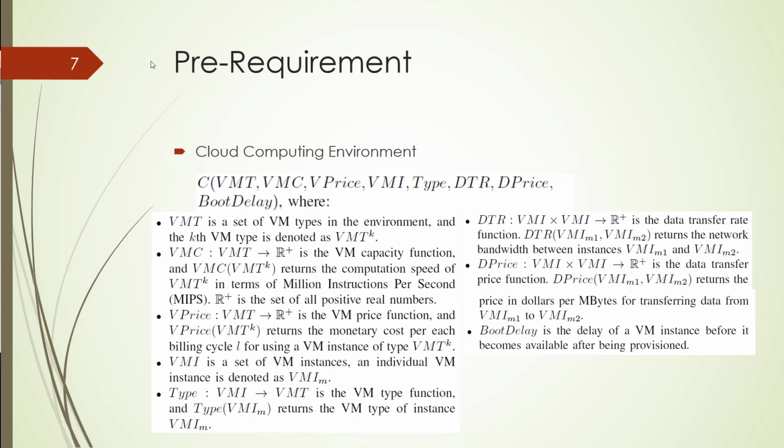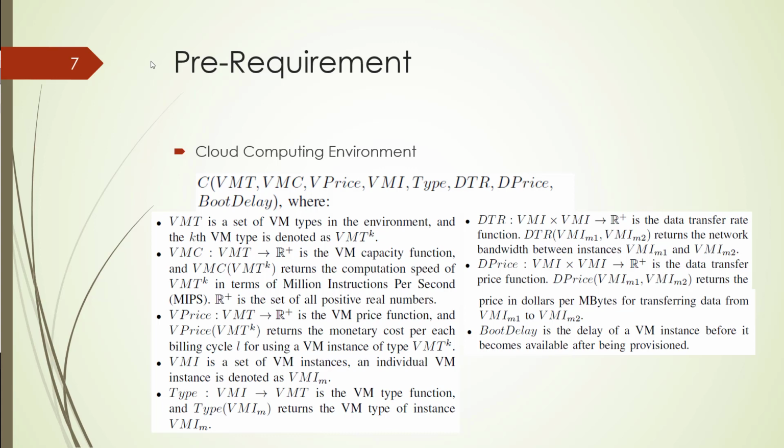DTR is a function from a Cartesian product of the VMI to a positive real number, that is the data transfer rate function. The data transfer rate function needs two virtual machine instances, like M1 and M2, and returns the network bandwidth between the virtual machine instances.